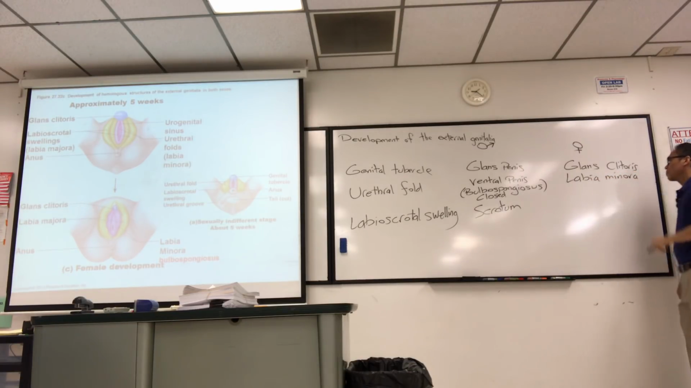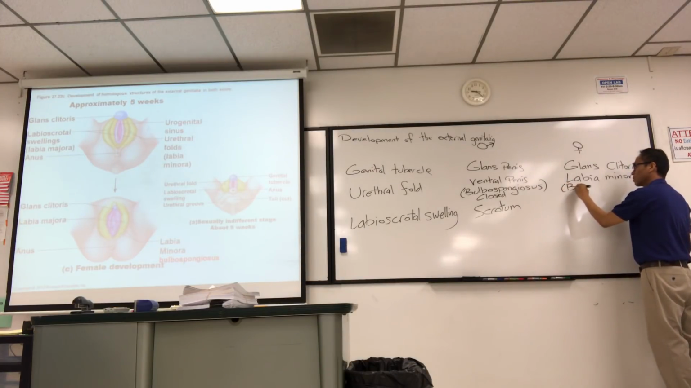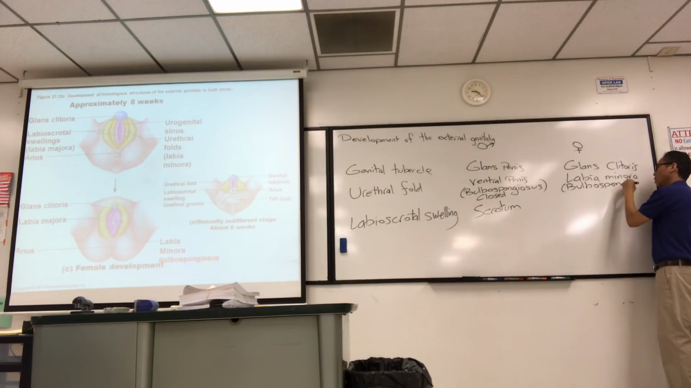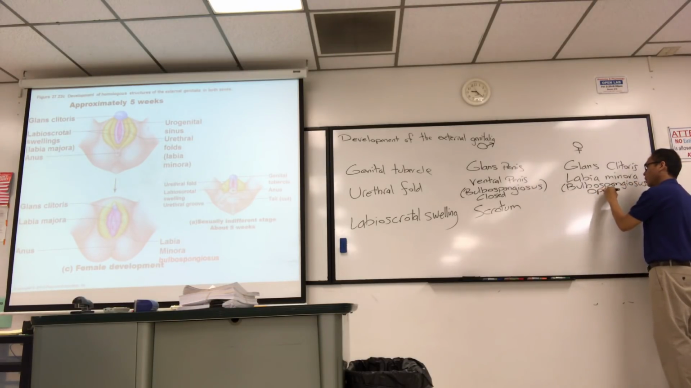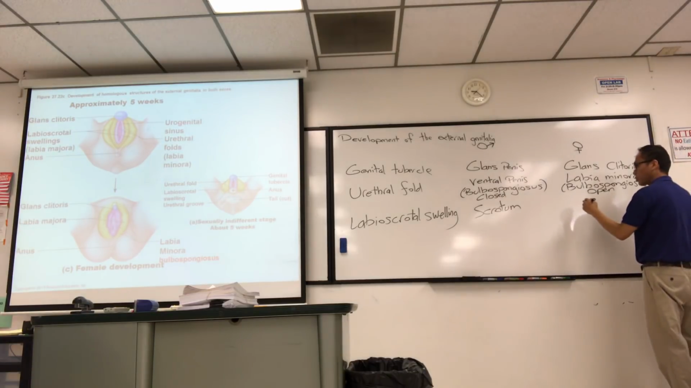Labia is a plural term, labia means lips, and there are two of them. There's that same bulbospongiosus muscle, which remains open in a space called the vestibule. It's going to lead to the vaginal orifice, so it needs to remain open. And then the labia majora form from the labial scrotal swelling.